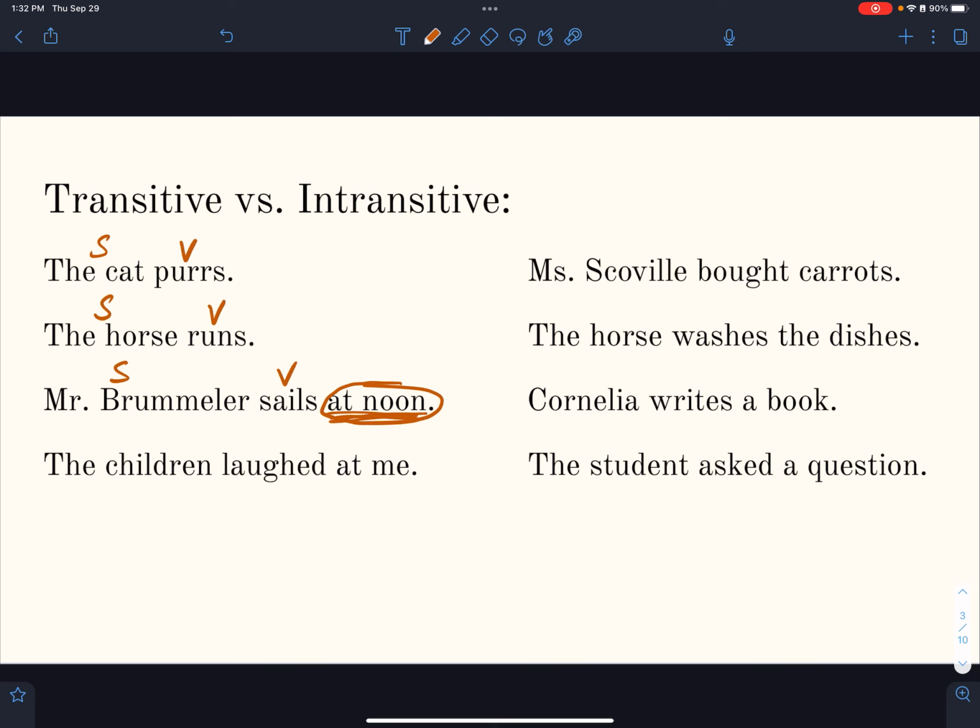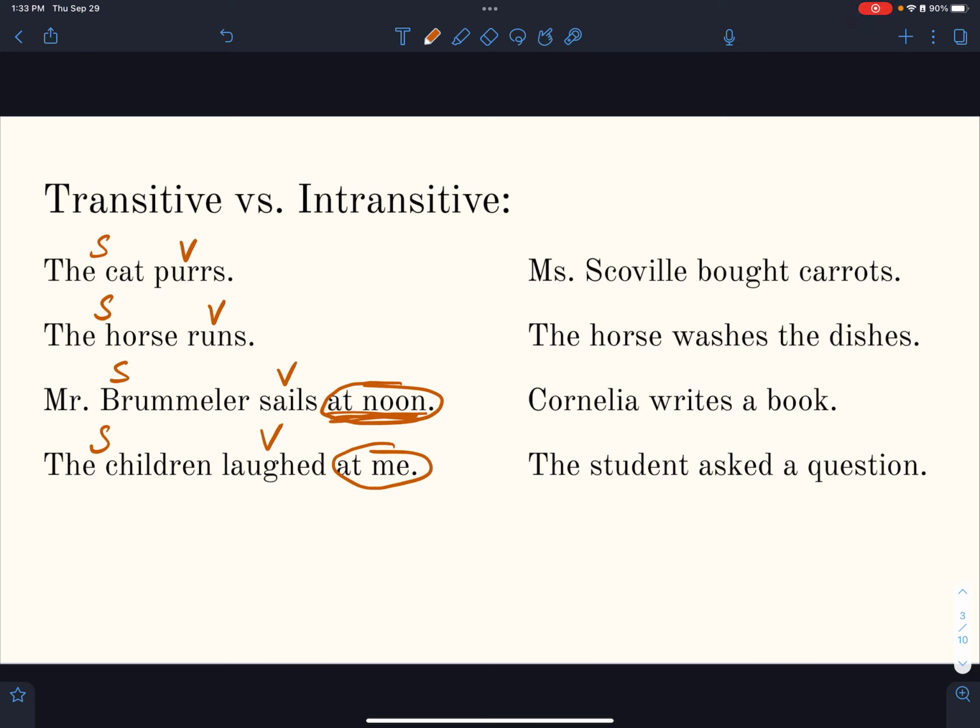Okay, the children laughed at me. The children laughed at me. Transitive or intransitive? Intransitive. Okay, so "at me," what's that grammatical function? What is it, Zach? Prepositional phrase. Also a prepositional phrase, so we would circle that. Children is my subject and laughed is my verb. Okay, now let's move on to the other side.